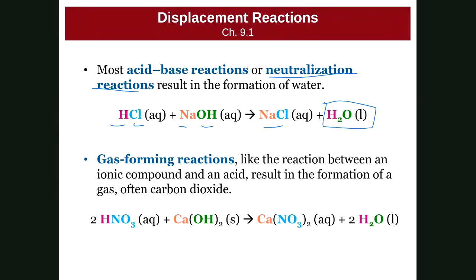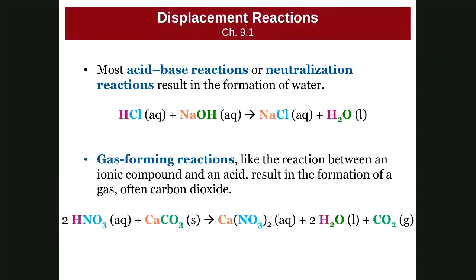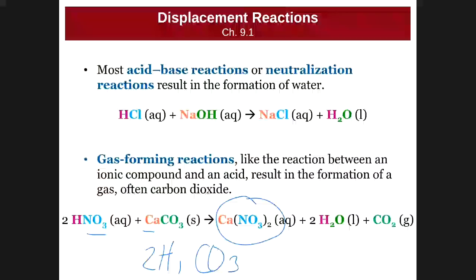All right, another form, our third form of displacement reaction, is the gas-forming reaction. Gas-forming reactions, like the reaction between an ionic compound and an acid, result in the formation of a gas, which is often carbon dioxide. So for example, here we have the reaction of nitric acid and calcium carbonate. So in this reaction, we are forming calcium nitrate, water, and carbon dioxide. So our calcium and our nitrate combine to form our calcium nitrate. And then we have two hydrogens and a carbonate ion left over, which are going to form H2O. So we take away one of the oxygens from carbonate and add it to our two hydrogens to make water, and carbon dioxide. So there is our gas that's being formed.